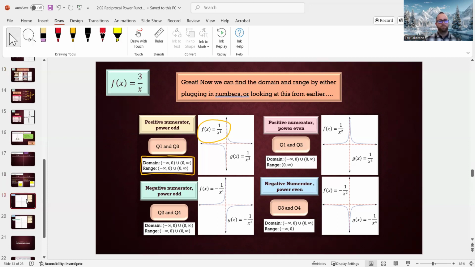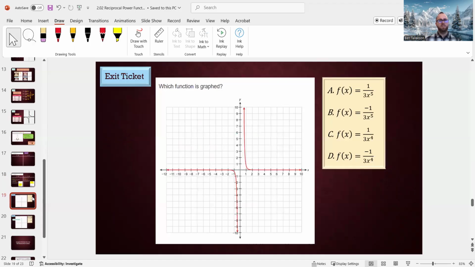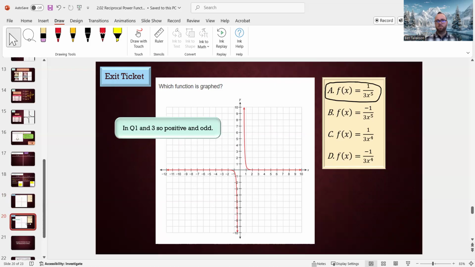So which function is graphed? You don't have to do much work. If you have that handout, that does the work for you. I did the work for you. I put that together. So use it, please. And we see the graph lines are in quadrants 1 and 3, so this is positive and odd.